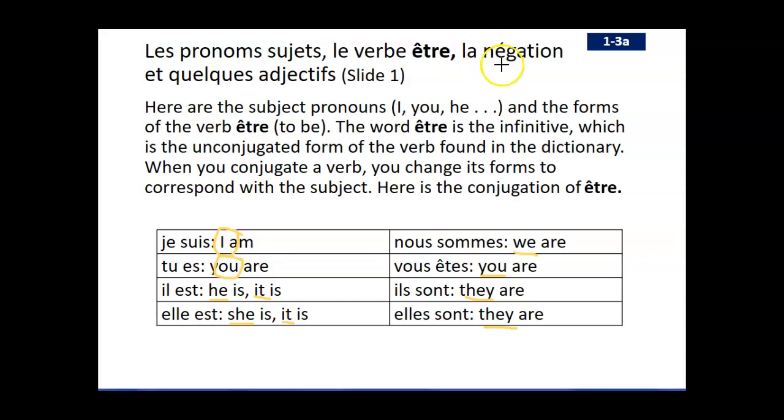And the other concept we'll also be looking at here is la négation et quelques adjectifs. So negation, so taking a verb like être and making it negative, and then some adjectives. Okay, so as it tells us here, we see the subject pronouns and the different forms of the verb être.